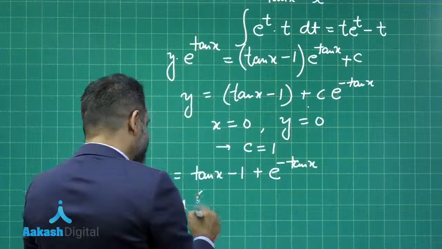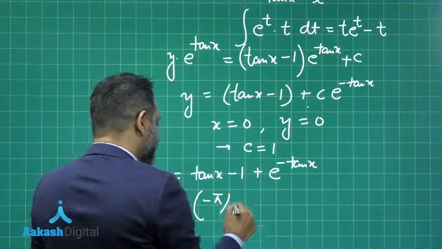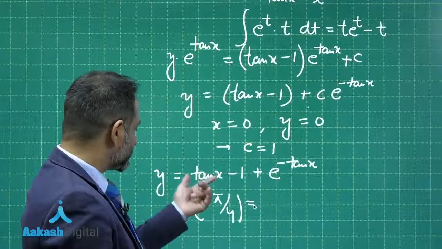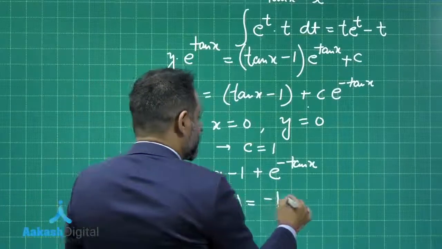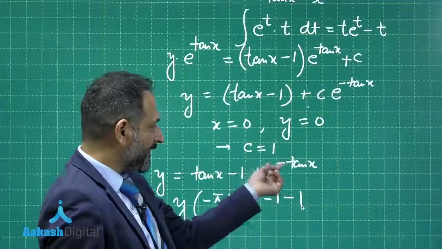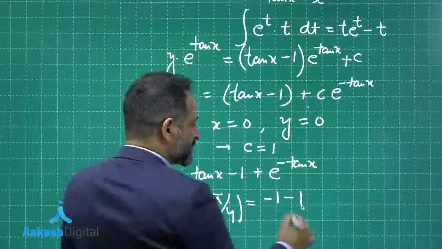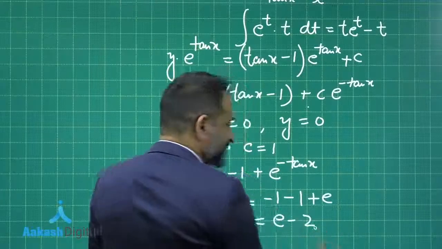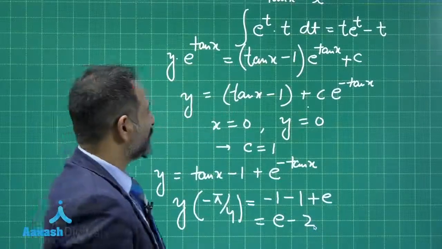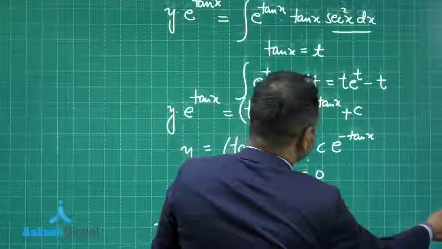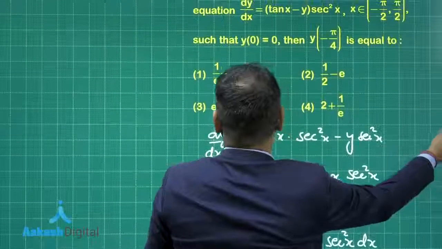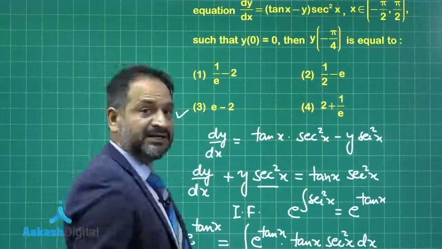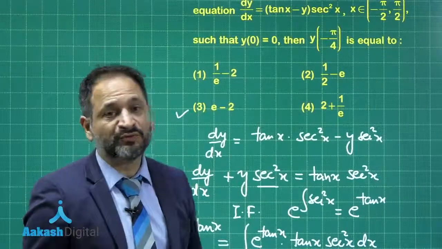So, we have to find out the value at x equal to minus pi by 4. At x equal to minus pi by 4, that will be equal to minus 1 again, and this will be minus, that is plus 1 into e. So, finally, the value is e minus 2. So, let us see what is the result we are having here. The option which is correct here is the third one, that is e minus 2. Let us move to the next problem.